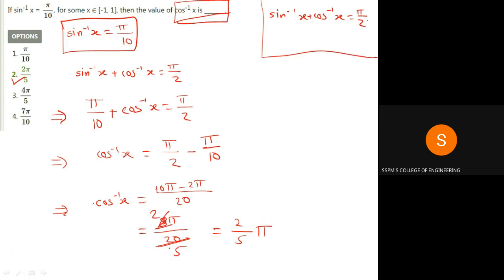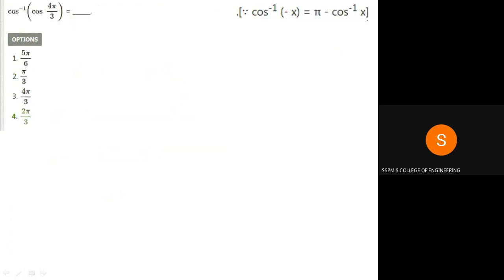Okay, so next example now. What is given in the example? Nothing is given. You have to find the value of cos inverse of cos of 4 pi by 3. I have given the necessary formula in the right corner for your information. So we will have to use it in the example. Few more steps we need to solve first, then we will use this formula to get the answer.